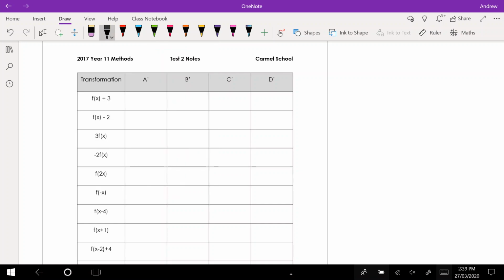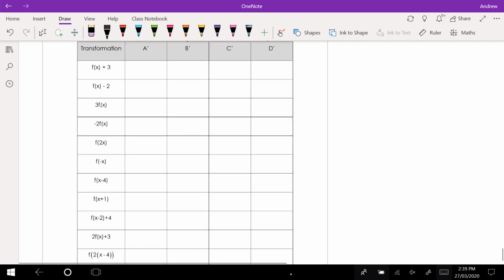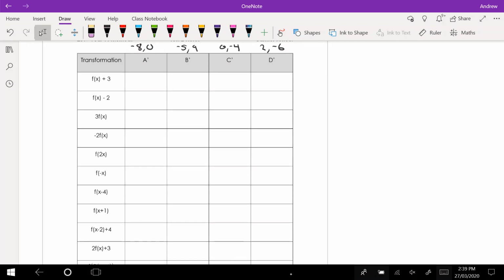So this one is negative 8, 0. This one is negative 5, 9. This one is 0, negative 4. And here we have 2, negative 6. So, first thing we want to try and figure out is what the transformation has done.